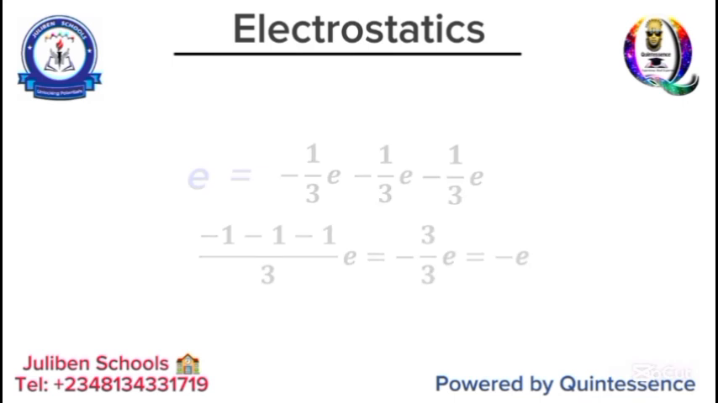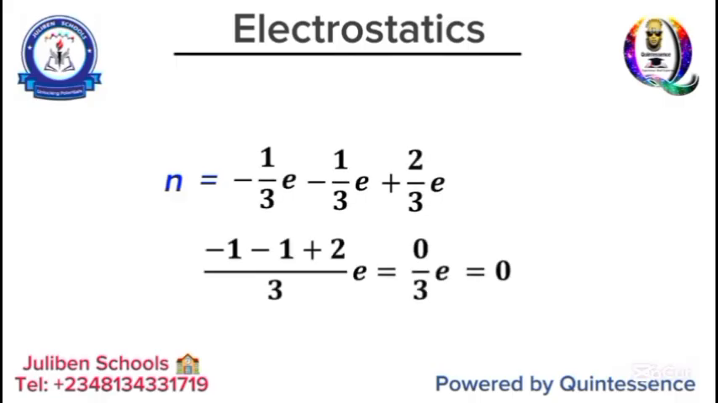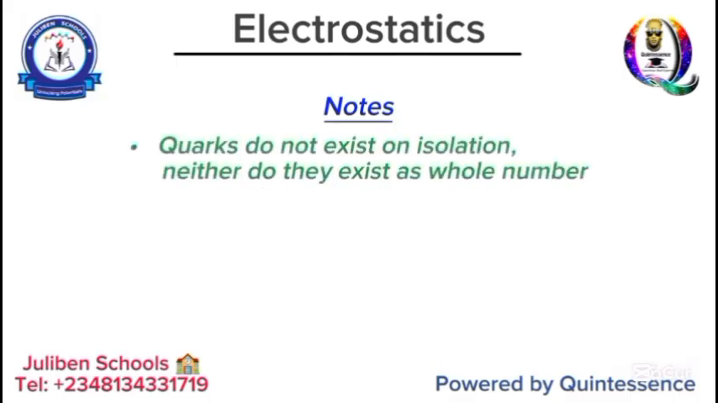And then you may wonder, what is the charge of a neutron? A neutron in terms of quarks is made up of 2 down quarks and 1 up quark, so that will give you a total of 0 at the end of the day. And take note, quarks do not exist in isolation. Neither do they exist as whole numbers. They exist as fractions, 1/3 or 2/3 of a charge.